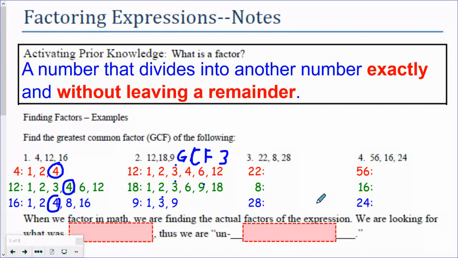Okay? I'm going to challenge you to look and see, all right, what numbers can go into 22? Well, we know 1 and 22, obviously. Then I need to think, all right, it's an even number, so can 2 go into an even number? Yes, it can. So we have 2 and then 11.